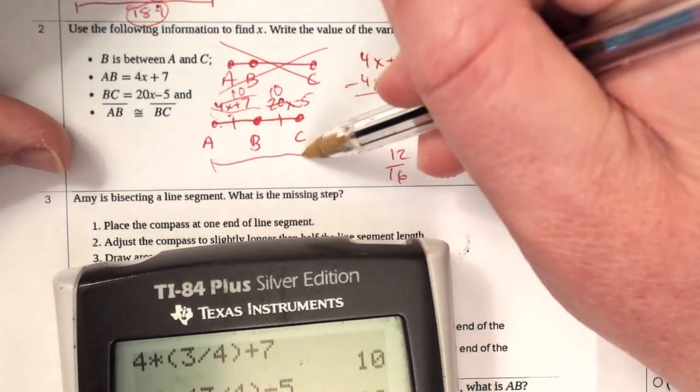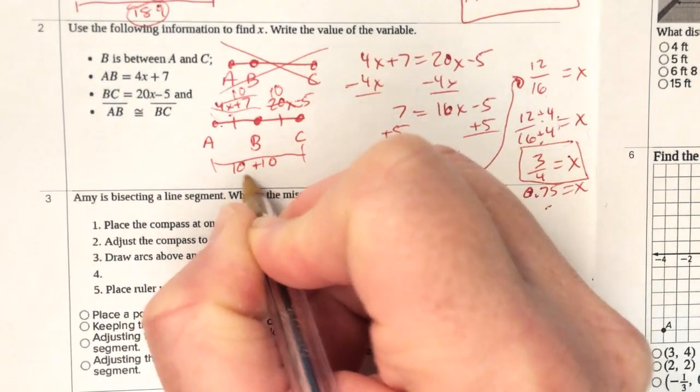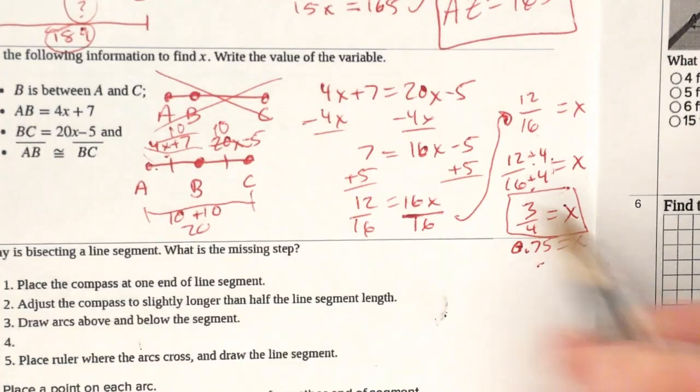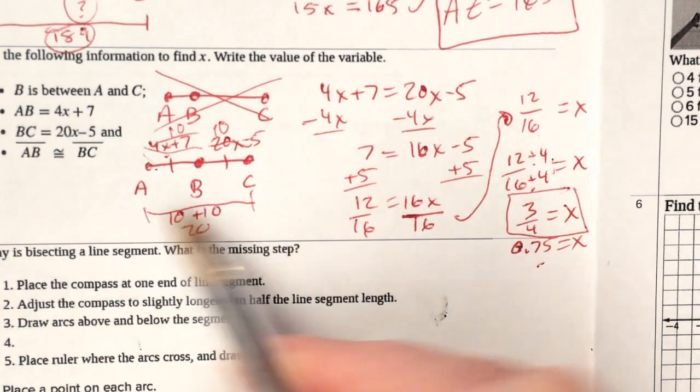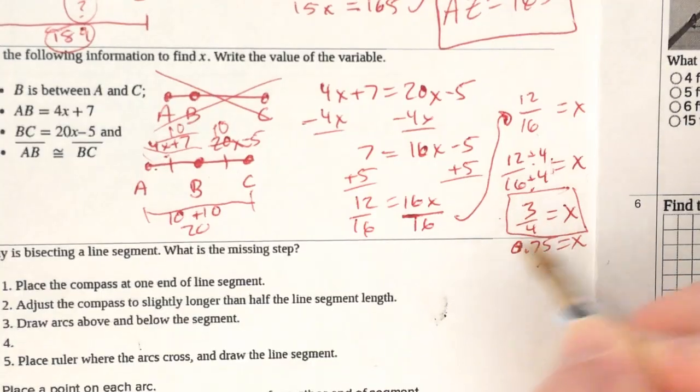Also, what would have been the whole shebang here? Well, that would have been 10 plus 10, which equals 20. Now I'm ready no matter what they ask. I have x, I have the left side, I have the right side, I have the whole shebang. What did they want? They just wanted x, so that was the answer, 3/4.